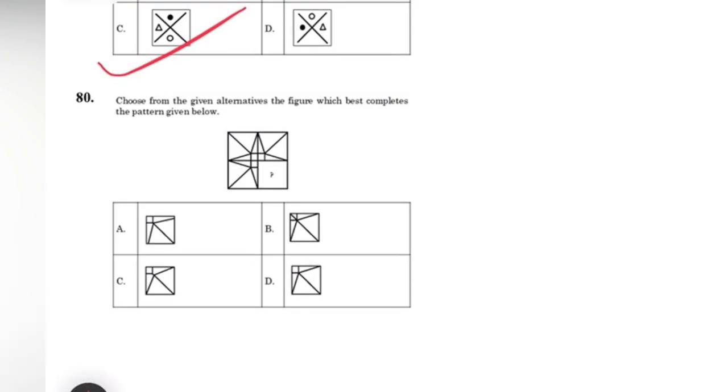Coming to the next question. Choose from the given alternatives the figure which best completes the pattern given below. Students, I hope you all have done it. Answer is option D. They are all very easy questions, so try to do it.